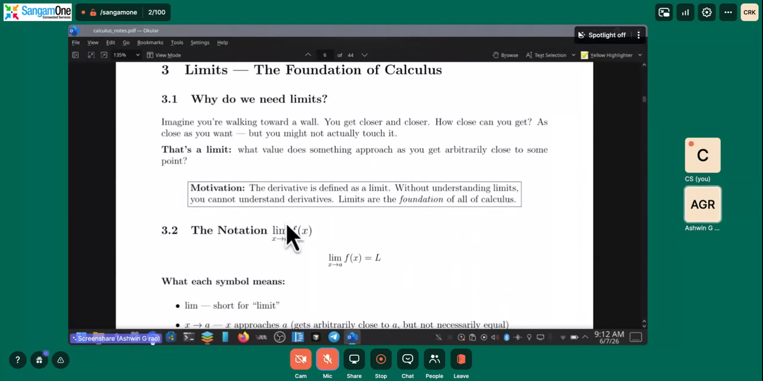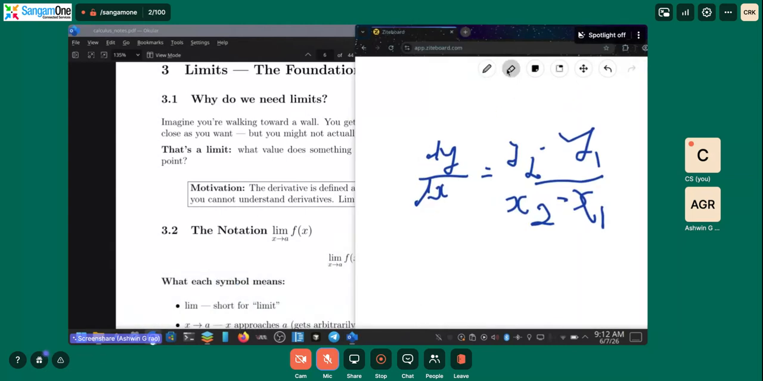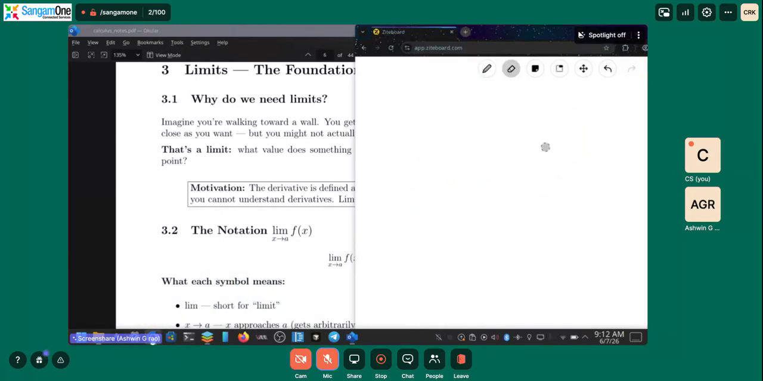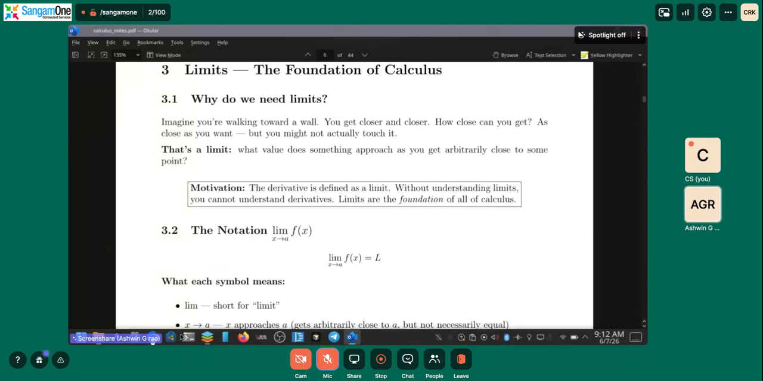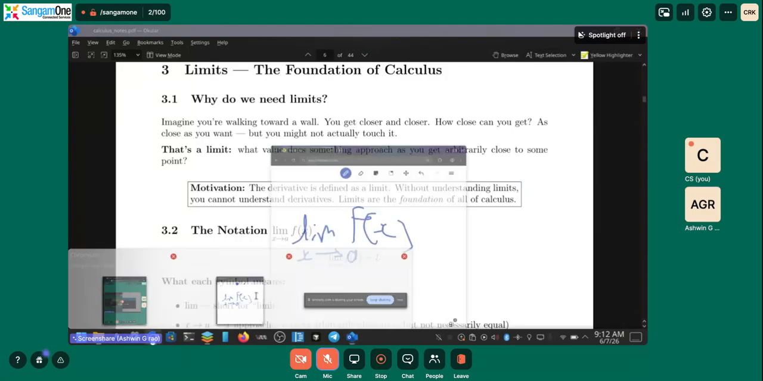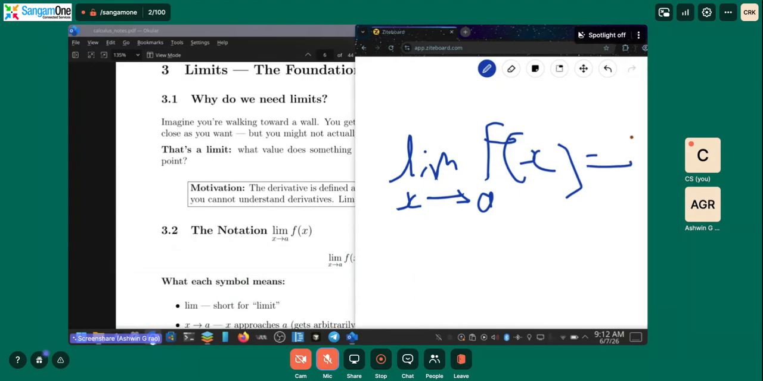The notation is: limit as x tends to a of f of x is equal to L, some value L.